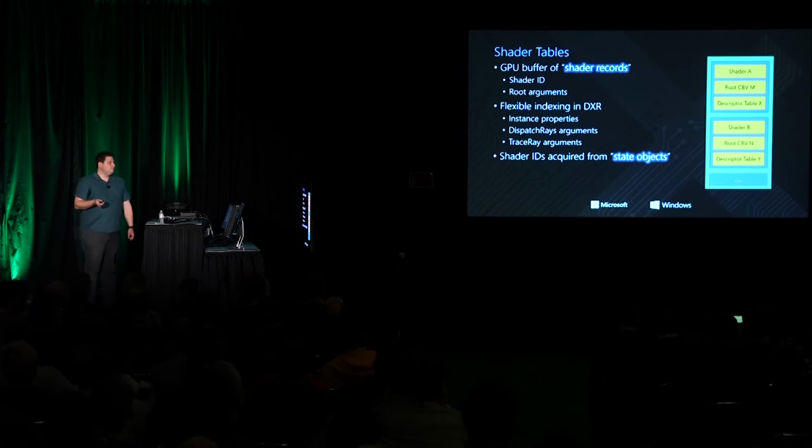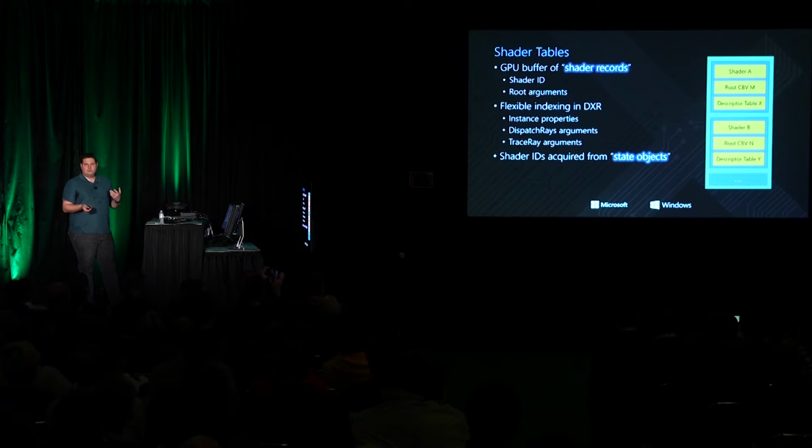So what is a shader table? A shader table is a GPU buffer that is comprised of individual shader records. A shader record is comprised of a shader ID and a set of root arguments. Now, every time you execute a shader in the graphics pipeline, you have your shader code, you have your root signature, and then you have your root parameters that go into that. So the shader tables allow you to specify those shader arguments and the shader itself.